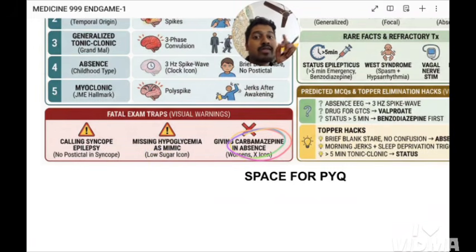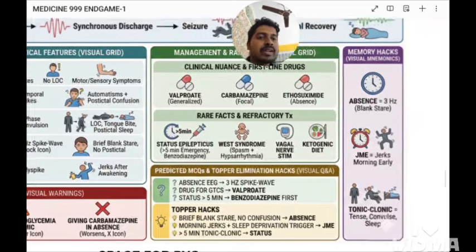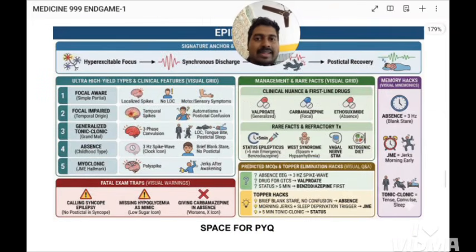Next, carbamazepine has no role in absence seizures. Carbamazepine has a role only in focal seizures, which was earlier known as partial seizures. There is no role in absence seizures. It will worsen absence seizures. Okay. Yes, I think I have explained everything that is related to epilepsy.